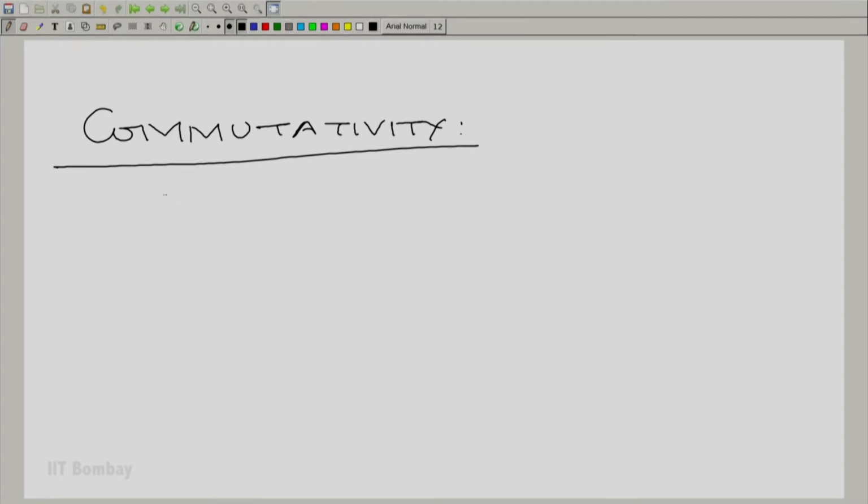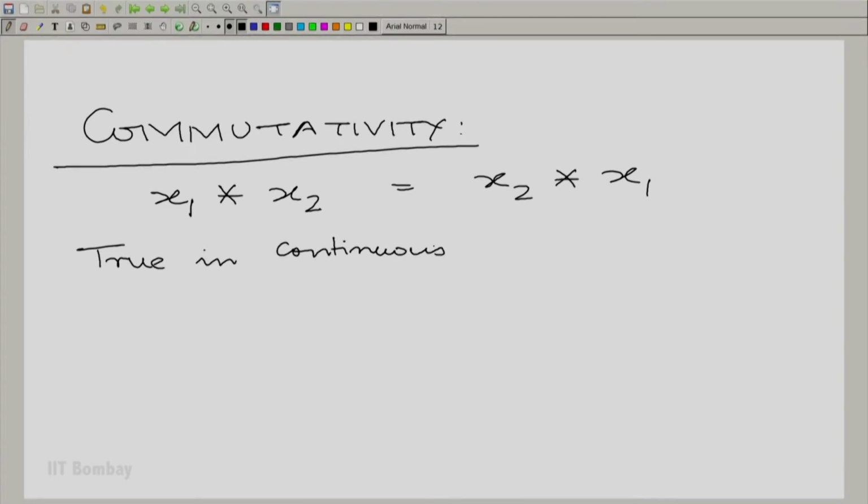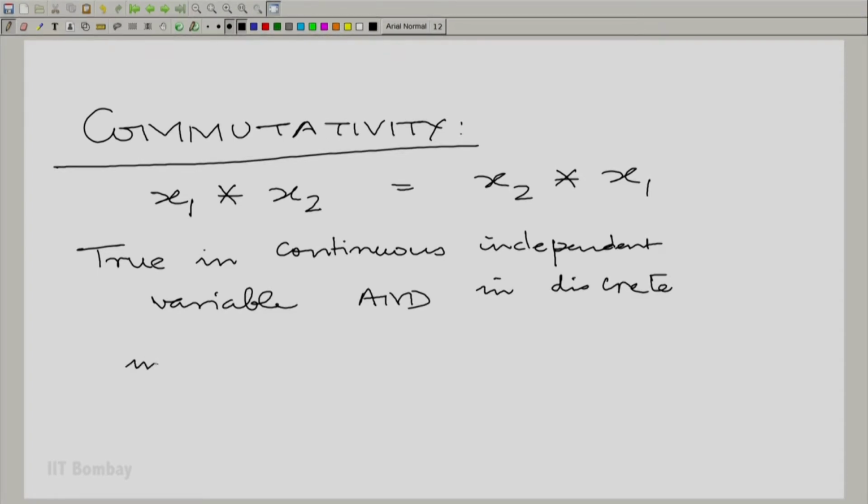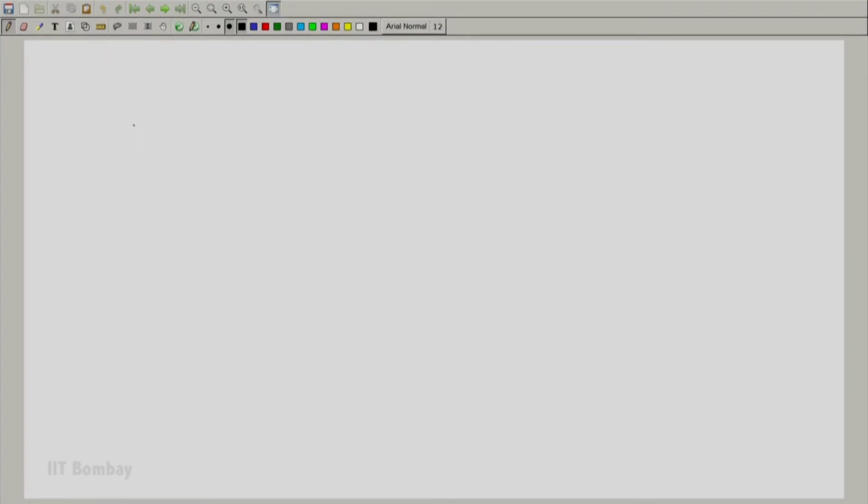It essentially says that x1 convolved with x2 is the same as x2 convolved with x1, and this is true both in continuous and in discrete time, true in continuous independent variable and in discrete independent variable. We shall prove it for both. Let us prove it first for discrete, that is a little easier.